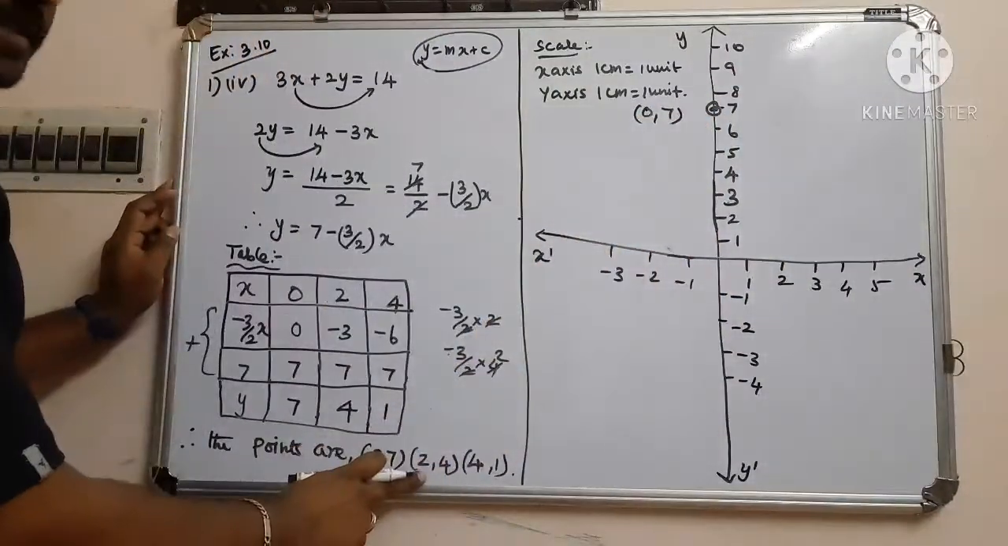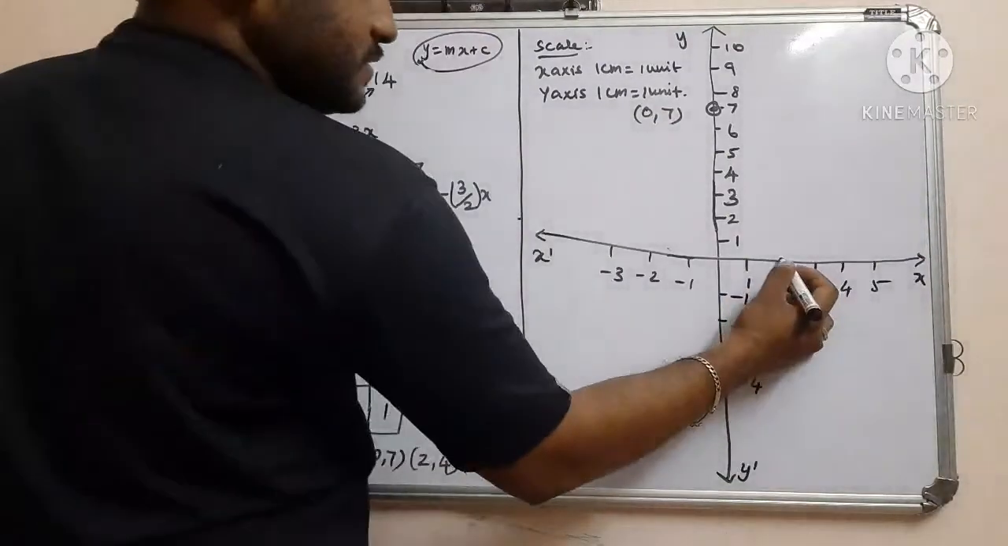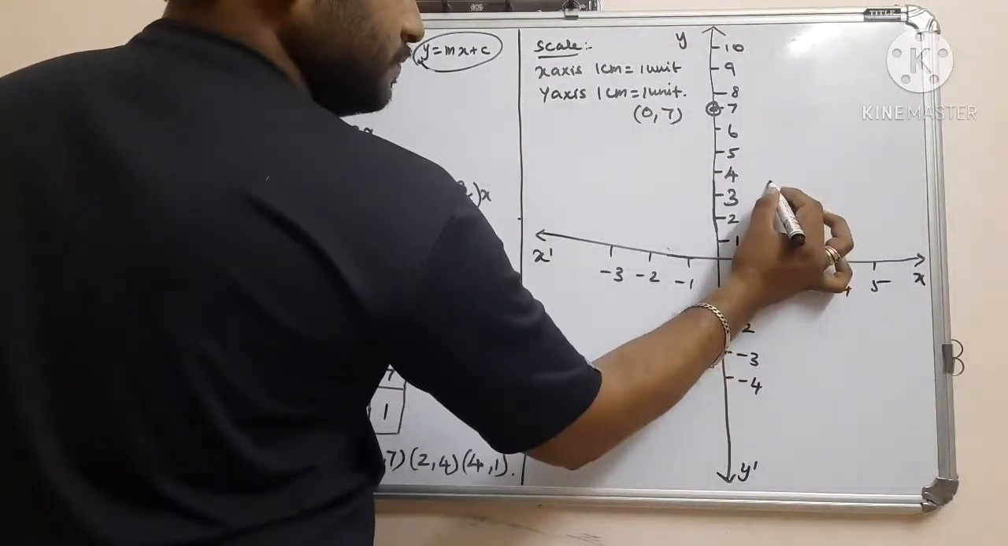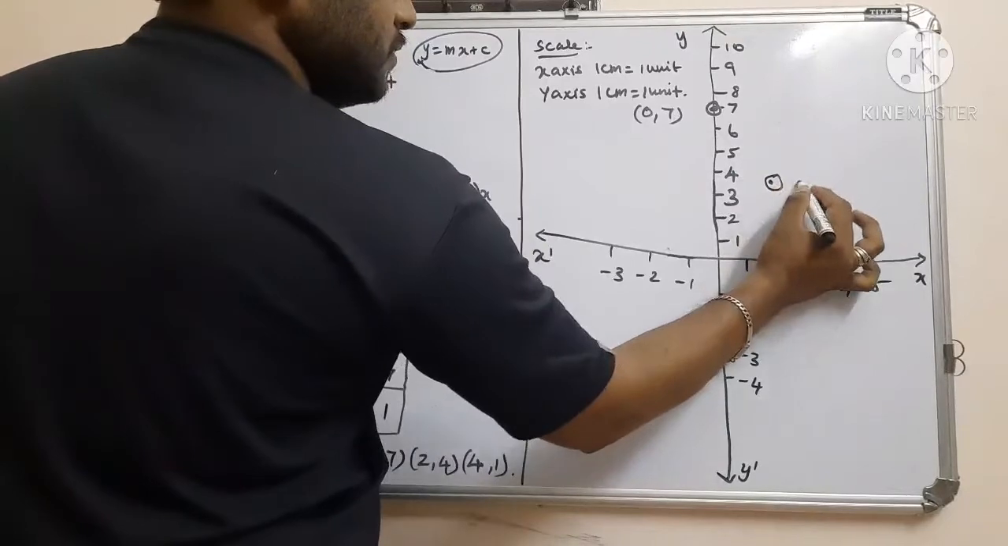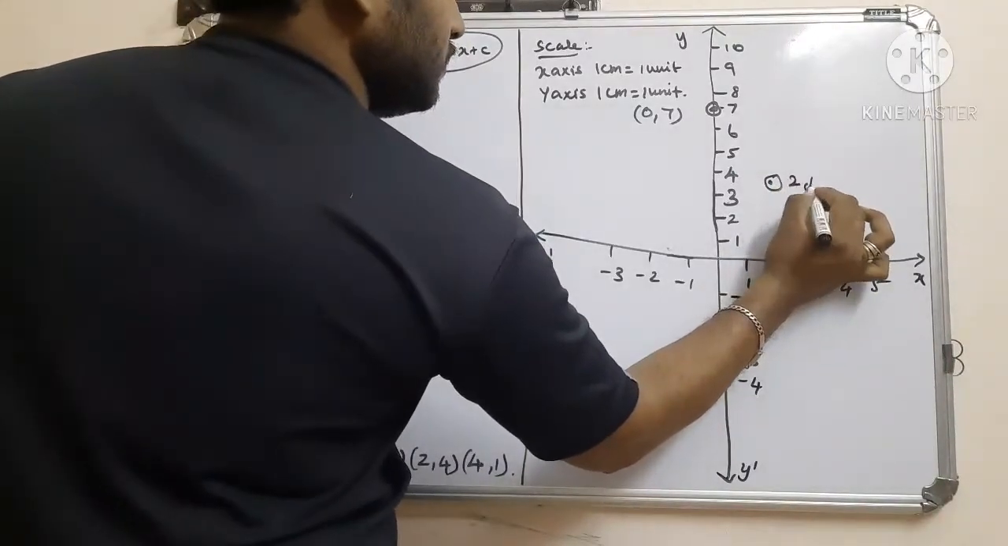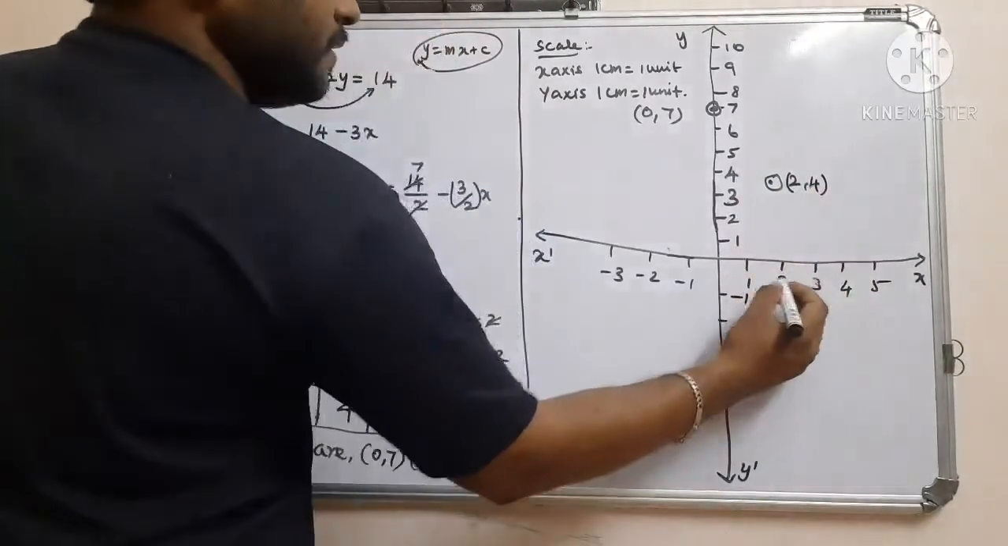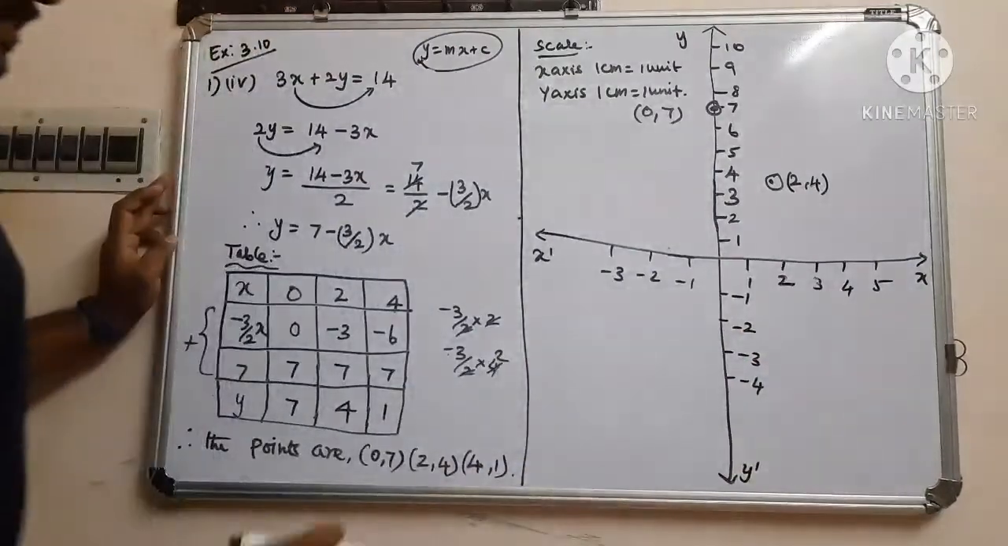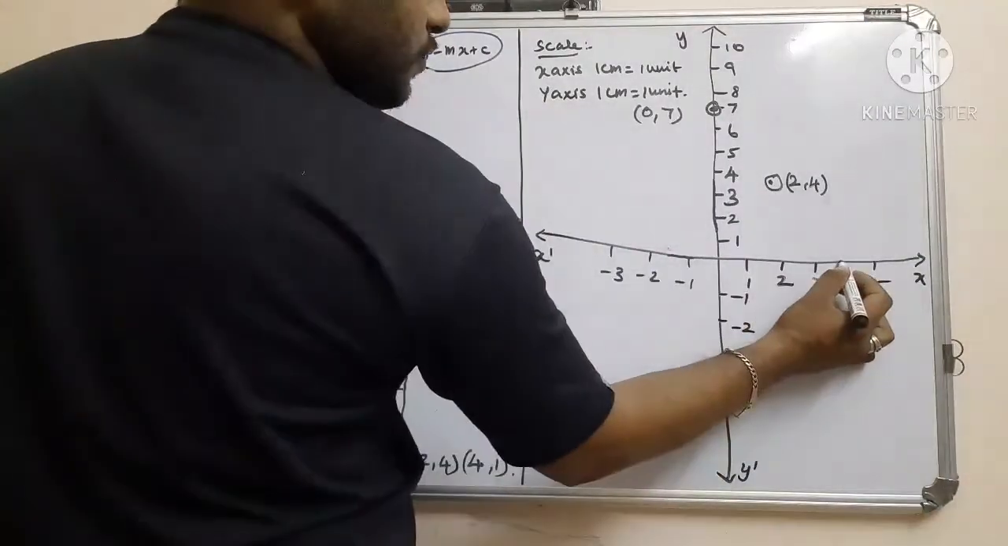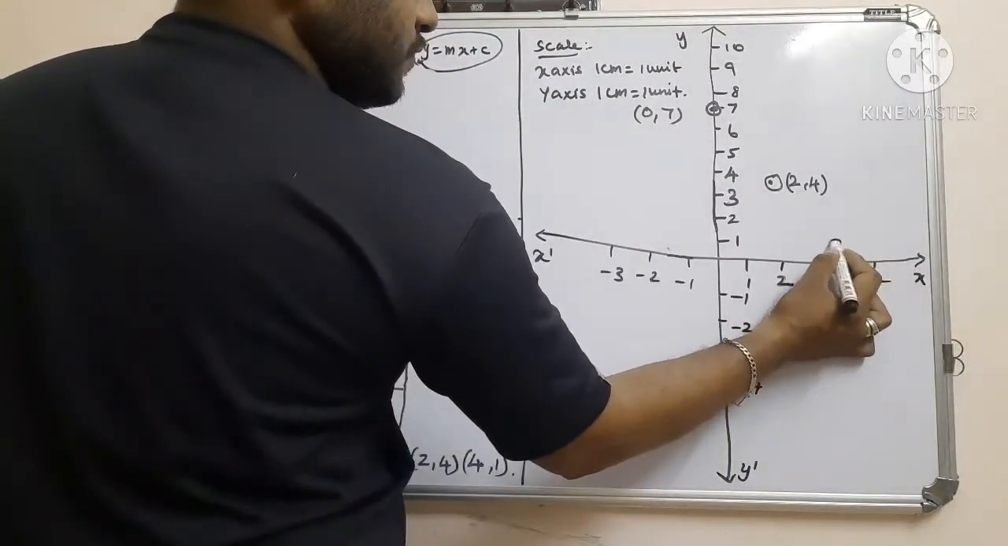And the next point is 2, 4. X is 2, y is equal to 4. 2, 4. And the next is 4, 1. X is 4, y is equal to 1. So 4, 1.